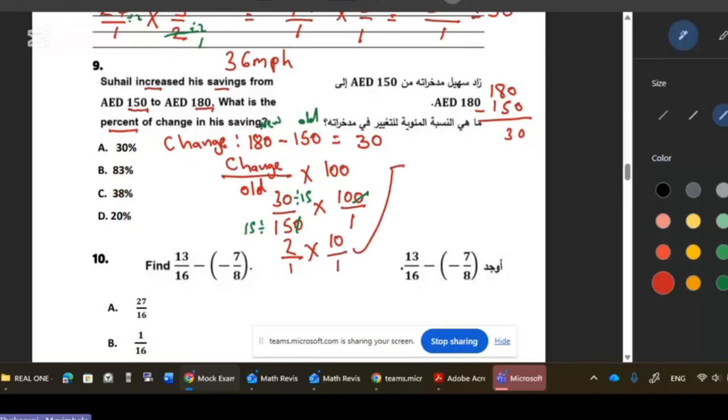Now let me take it up here for the space. Now I have 2 multiplied by 10. So the answer here will be then 20 over 1, which is the same as 20. Remember, I'm looking for a percent, so I'm going to say 20%. So D will be my answer in this case. I hope I am making sense. All right, let's move on.